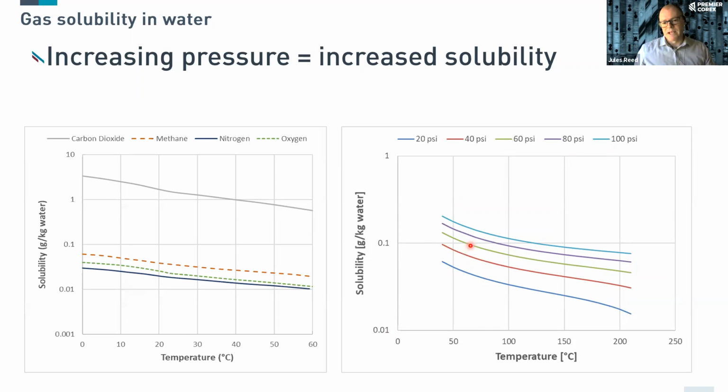Unfortunately, when we perform tests, in order to get flow within our test, we have to have differential pressure. So we have to have a high pressure at the inlet of our core with a lower pressure at the outlet of our core plug. So that means I've got high pressure here, low pressure here. So there's the potential, if I've got this changing pressure, so at one end of the core, if I have a 100 psi differential across my core, then my solubility of gas at the start of the core is here, and at the end of the core is here. And so we have this large difference.